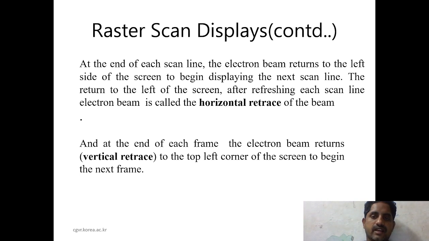At the end of each scan line, the electron beam returns to the left side of the screen to begin displaying the next scan line. This return to the left of the screen after refreshing each scan line is called the horizontal retrace of the beam. And at the end of each frame, the electron beam returns with a vertical retrace to the top left corner of the screen to begin the next frame. See here.